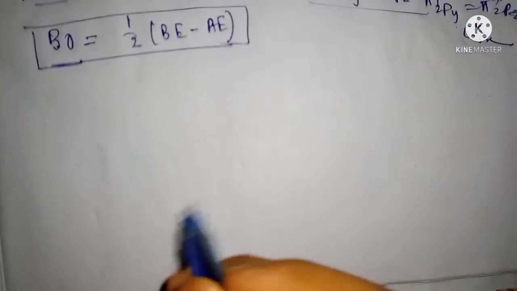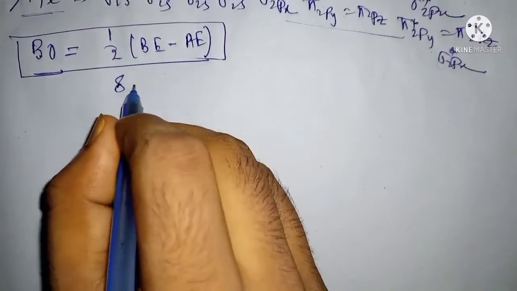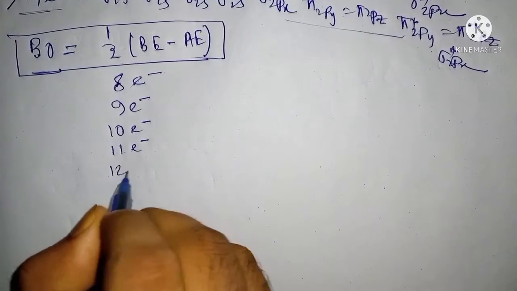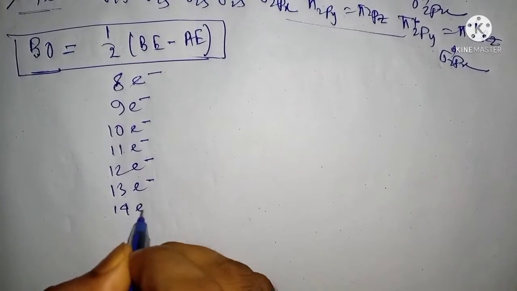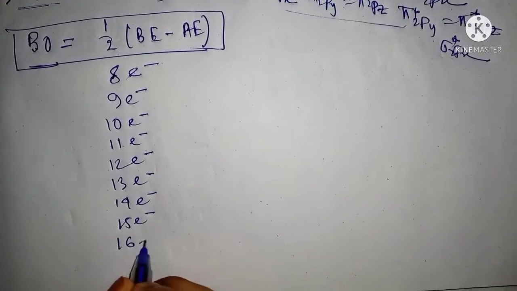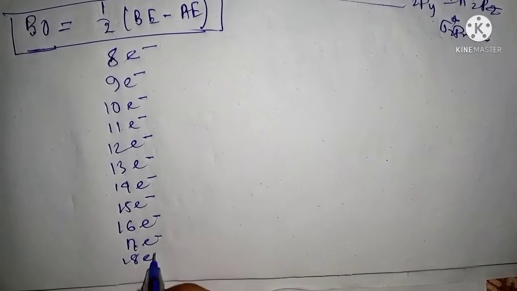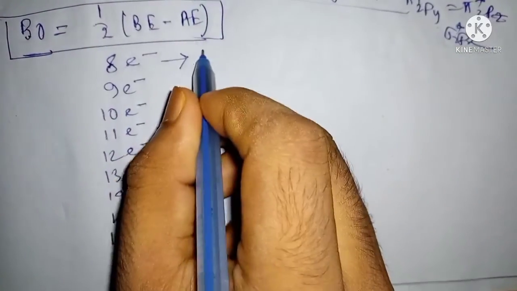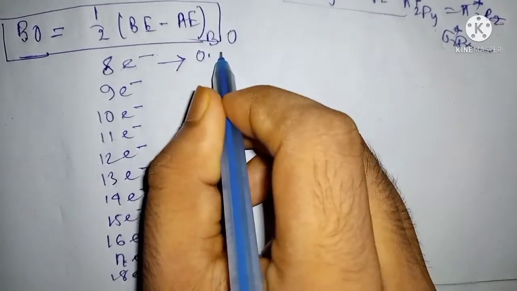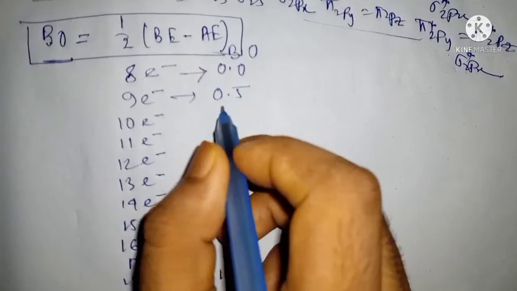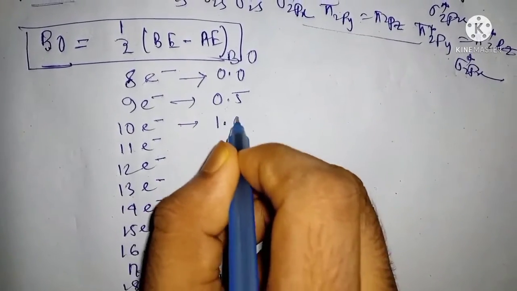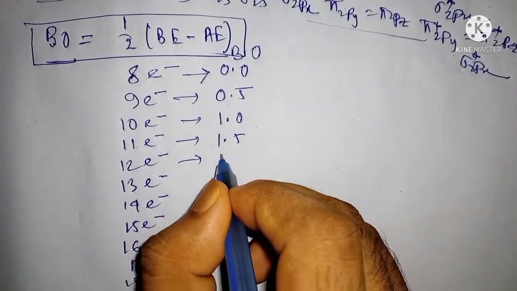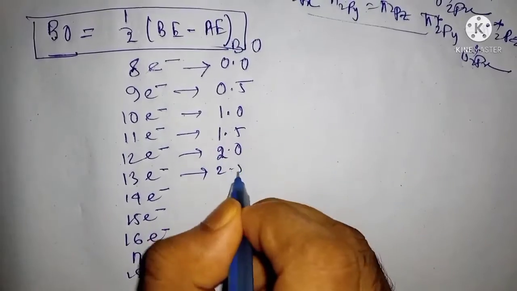Now the easy trick to calculate bond order: 8 electrons, 9 electrons, 10 electrons, 11 electrons, 12 electrons, 13 electrons, 14 electrons, 15 electrons, 16 electrons, 17 electrons, 18 electrons, 19 electrons, and 20 electrons. Now the trick is that for 8 electrons the bond order is 0.0, for 9 it is 0.5, and 10 is 1.0. It increases by 0.5 going down the side: 11 is 1.5, 12 is 2.0, 13 is 2.5, and 14 is 3.0.